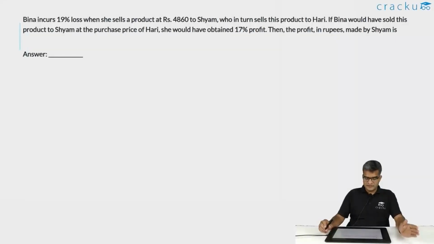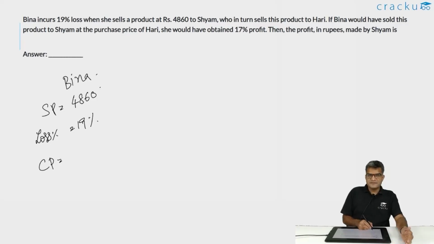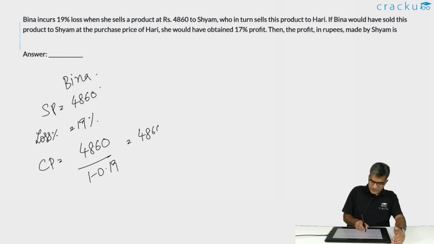In this question, we are told that Bina incurs a loss of 19% when she sells a product at 4,860 to Shyam. So for Bina, the selling price is 4860 and the loss percentage is 19%. So the cost price for Bina is selling price divided by 1 minus loss percent. That is 4860 divided by 1 minus 0.19, which is equal to 4860 divided by 0.81, which is equal to 6000. So the cost price for Bina is 6000.